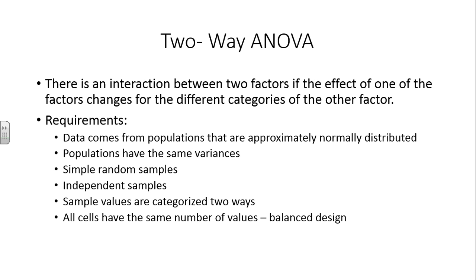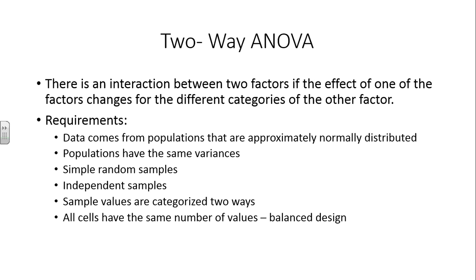The data has to come from populations that are approximately normally distributed. The populations have to have the same variances or close to the same variances. The samples need to be chosen as simple, random samples. The samples need to be independent of each other. And in this case, the sample values need to be categorized in two ways. And all the cells have the same number of values.